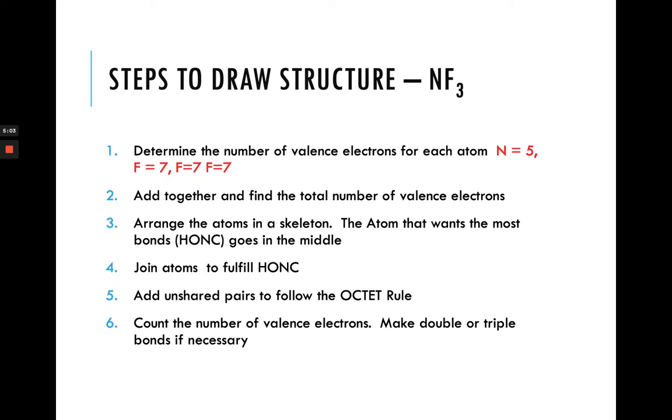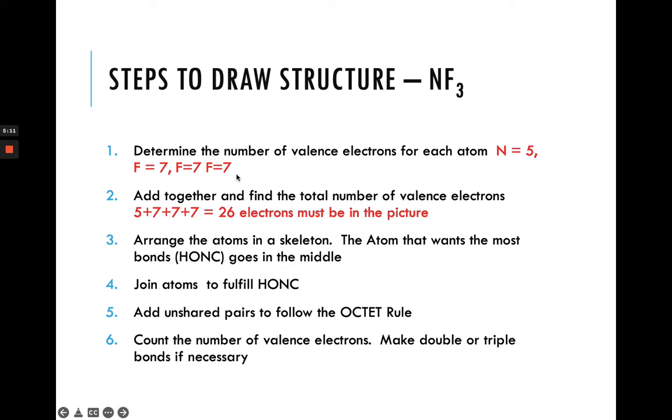Okay, so let's go ahead and think about this. You're going to determine the number of valence electrons in each atom. For nitrogen, that would be 5, and each one of the fluorines has 7. You'll add up the valence electrons, and so we have to have 26 electrons in our picture. The valence electrons must all be used, must all be shared, and no more or less can be in our proper structural formula. We're going to arrange the atoms in a skeleton. The atom that wants the most bonds is going to go in the middle.